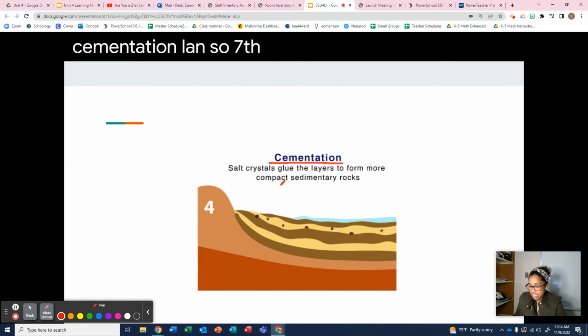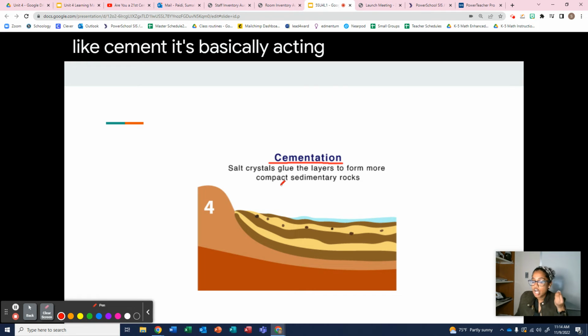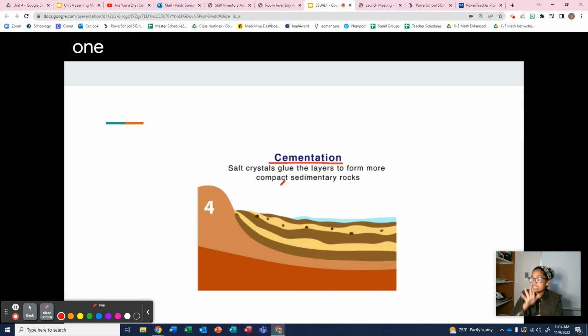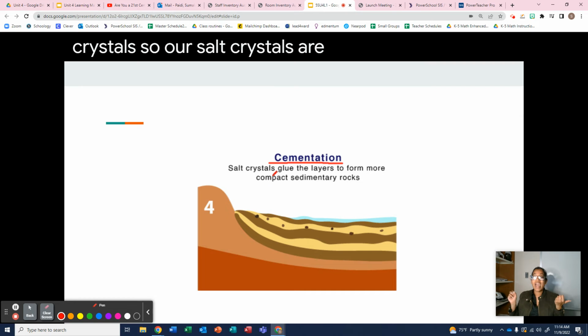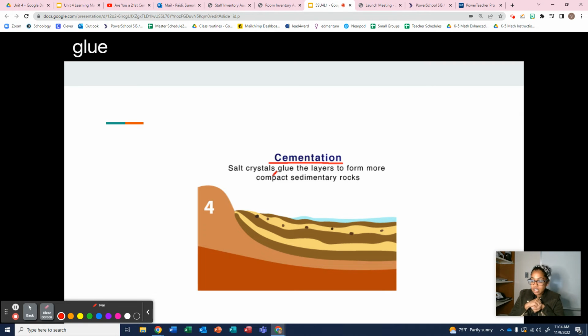Cementation, if you think about cement, is basically acting like a glue to glue all of our compacted rock sediments together to form one solid piece of rock. That is cementation. Usually the cementation will be in the form of salt crystals. So our salt crystals are going to glue all of our rock pieces together, and that's going to create our sedimentary rocks.